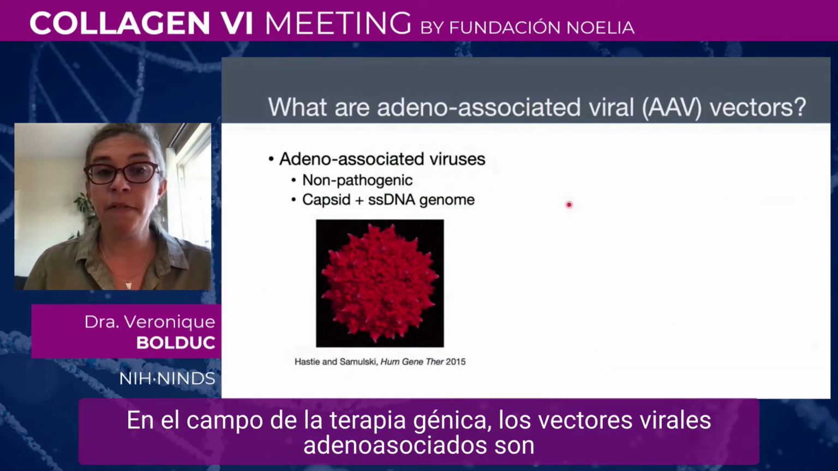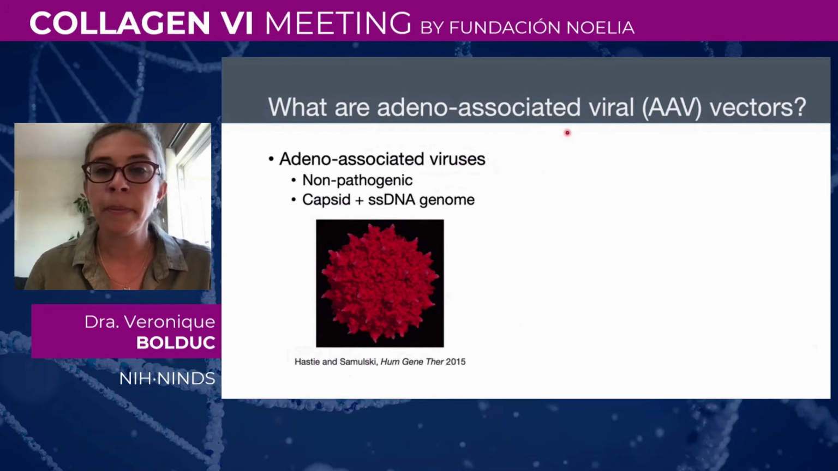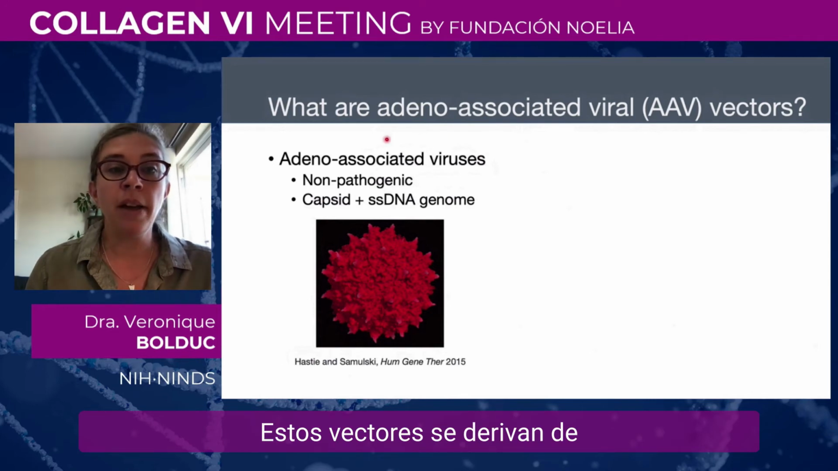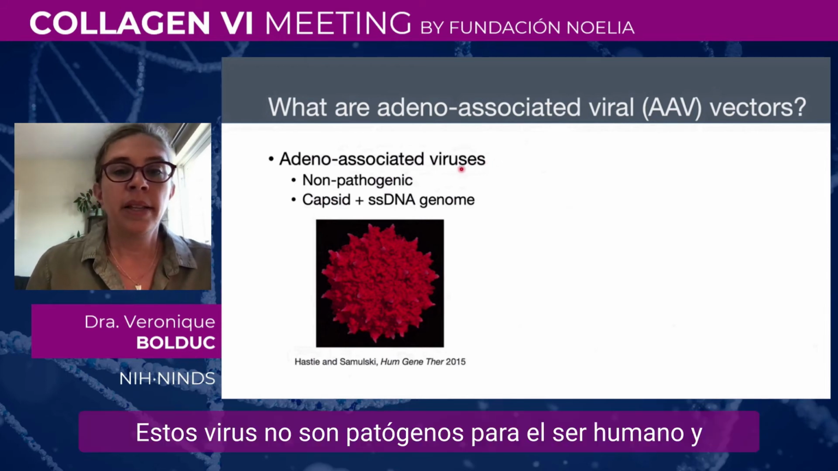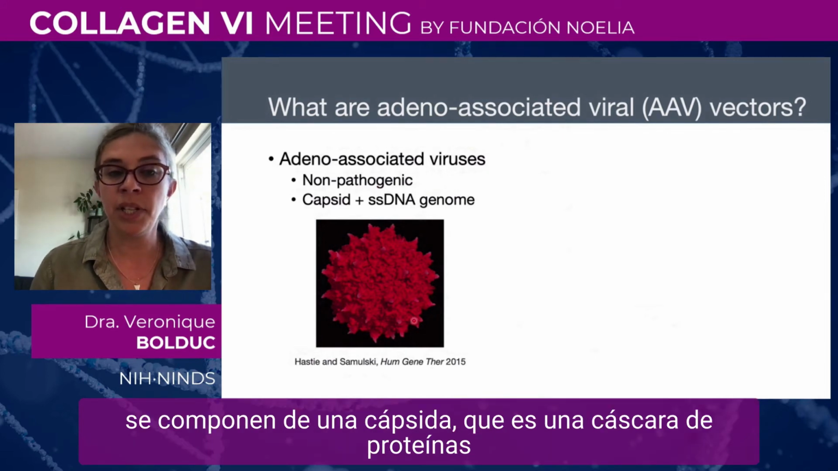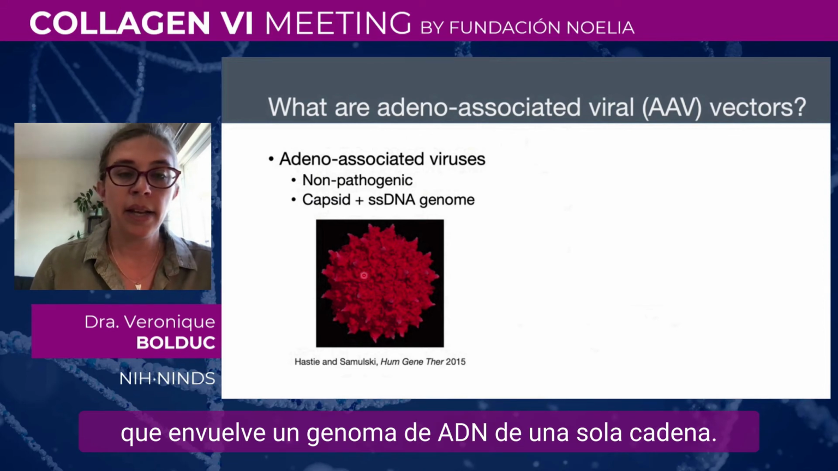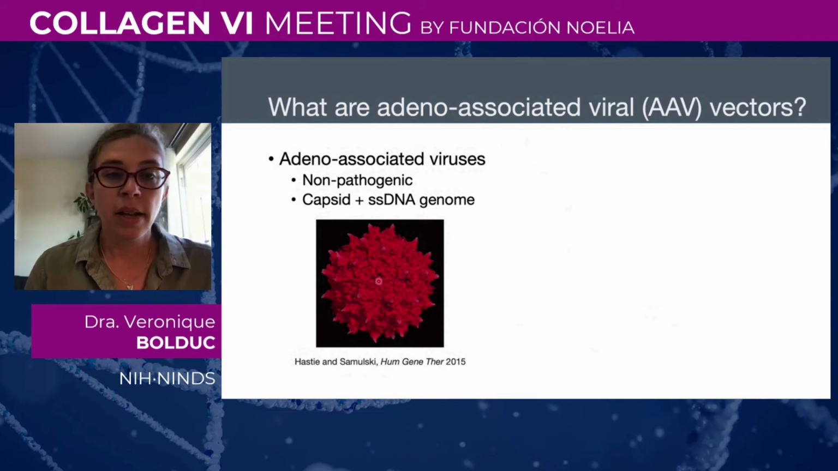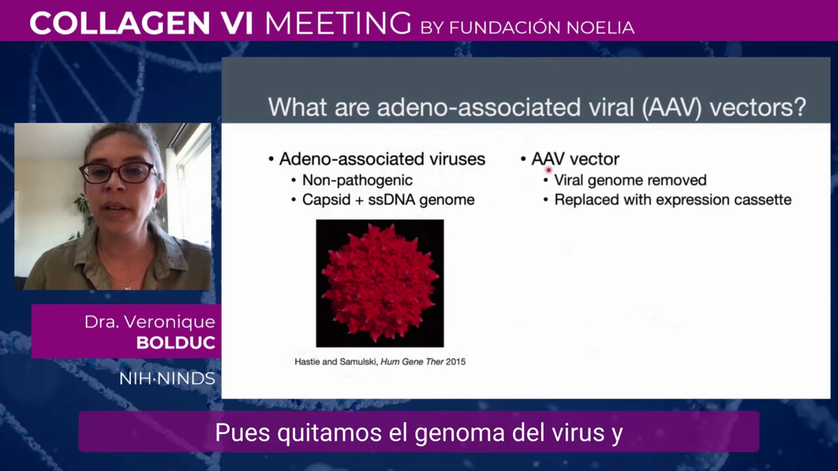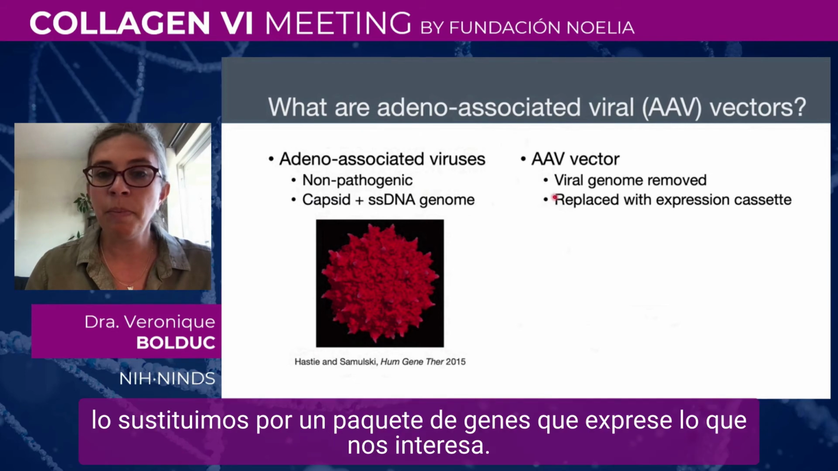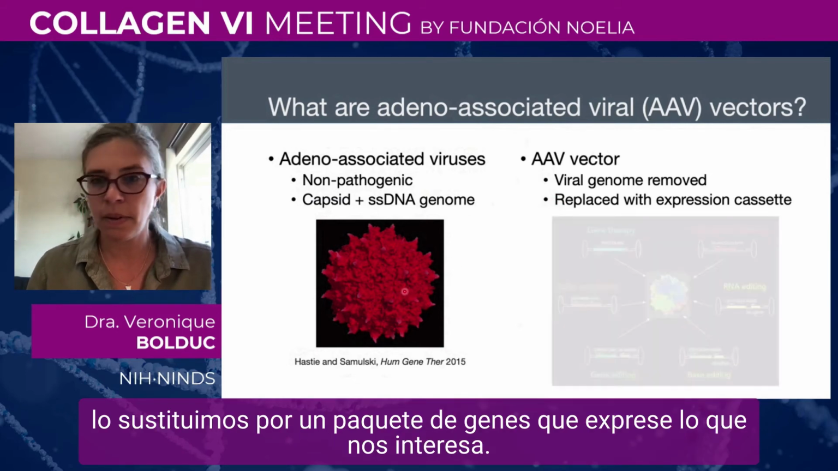In the gene therapy field, the adeno-associated viral vectors are the vectors of predilection. These are derived from the adeno-associated viruses, or AAV. These viruses are non-pathogenic to humans, and they are composed of a capsid, which is a shell of proteins that encapsulates a single-stranded DNA genome. So how do we make a virus into a vector? Well, we remove the viral genome and we replace it with an expression cassette of interest.